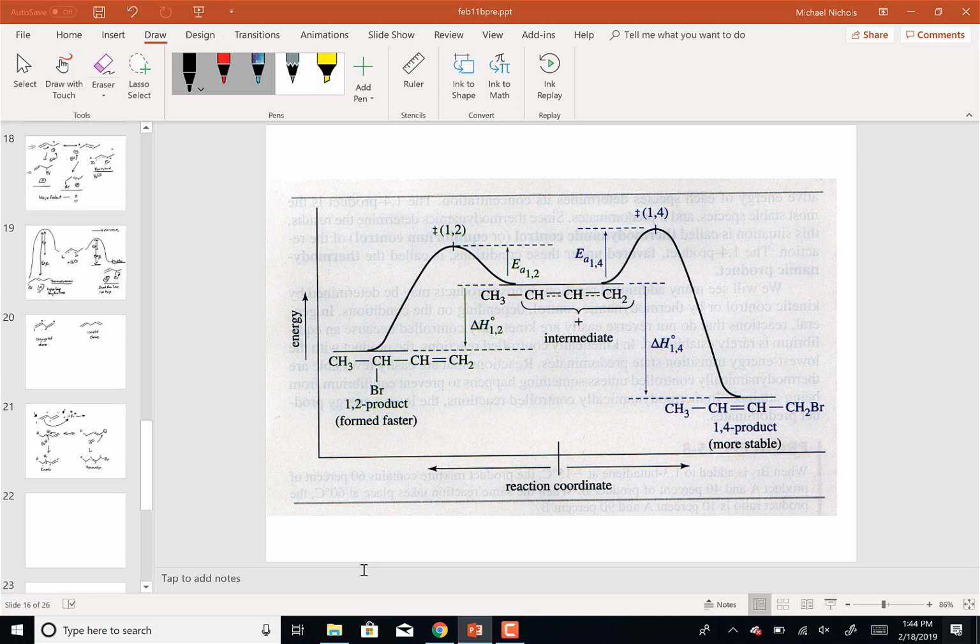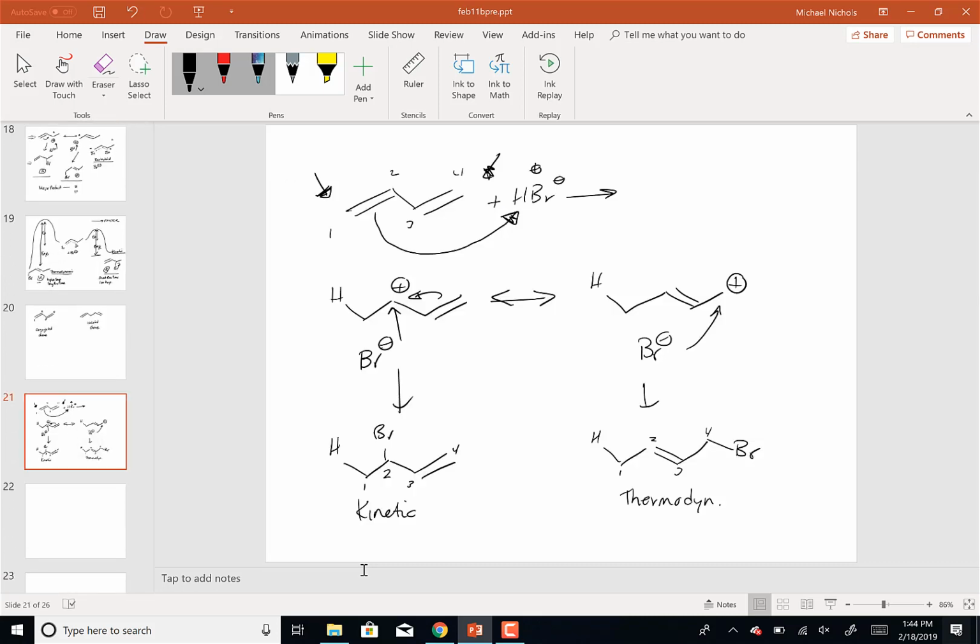Now, the question that I would have is the 1,2 product always kinetic? Is the 1,4 product always thermodynamic? No. You got to take it on a case-by-case basis. So if I change the structure a little bit, I can get the 1,2 to be thermodynamic and the 1,4 to be kinetic. It just depends on the structure.